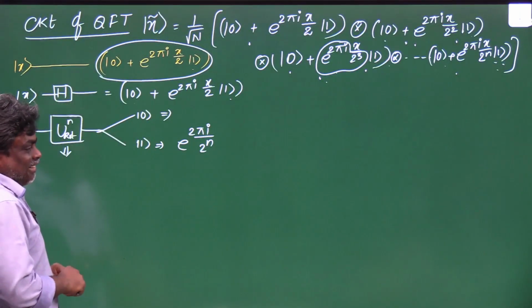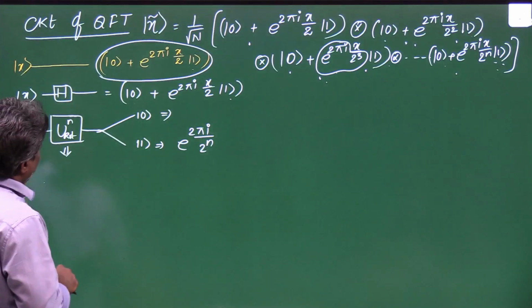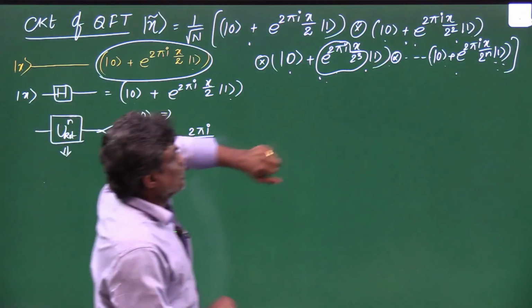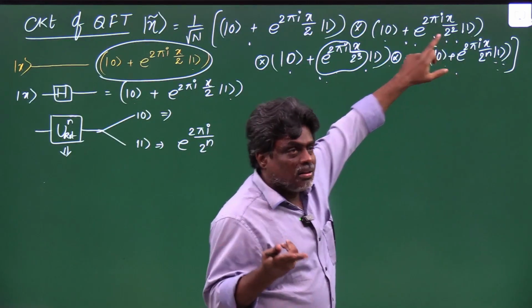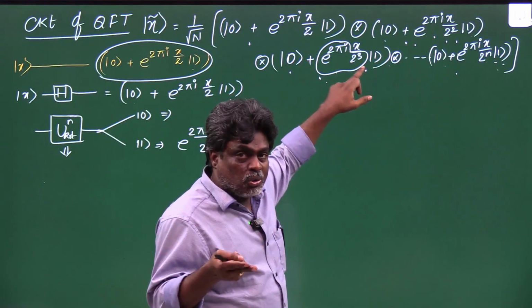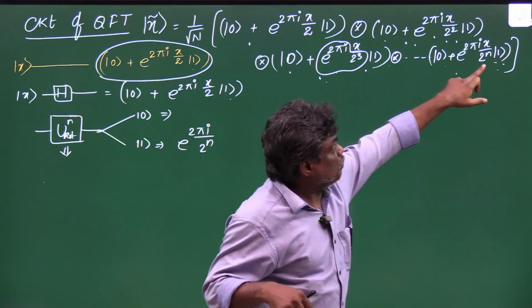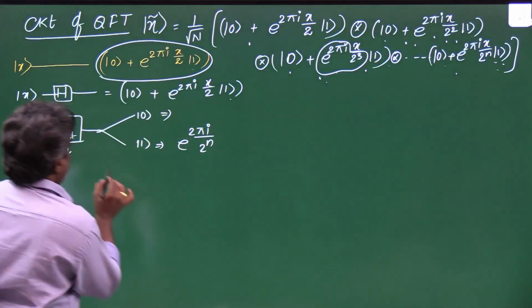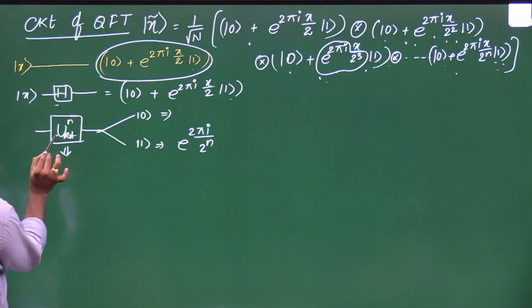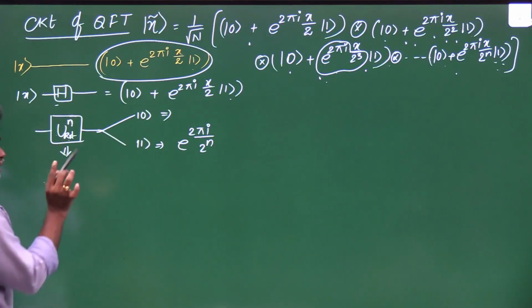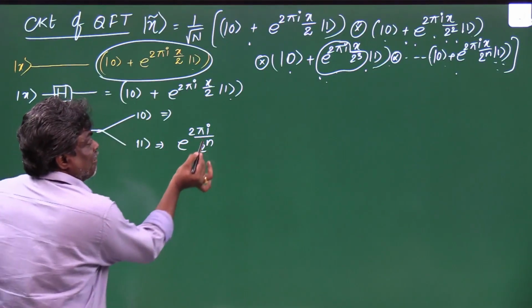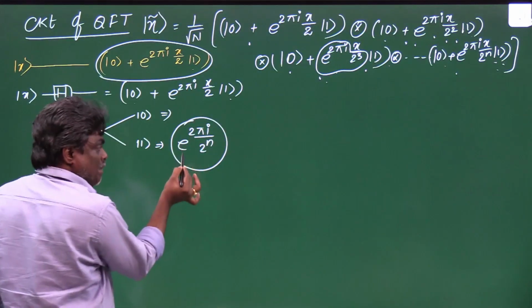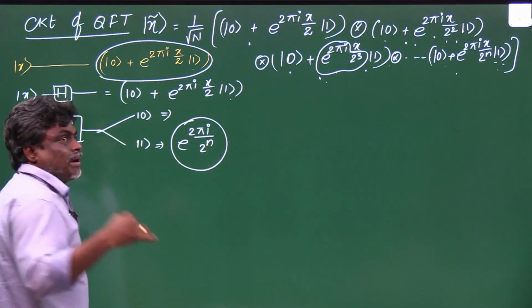Oh, okay. This is operating on the nth qubit because I told you on the second qubit it should be 2 square, third qubit it should be 2 cube, nth qubit it should be 2 power n. That's why we are using this notation. U rotational n means if it is operating on the nth qubit, the phase of 1 is changed by e raised to 2 pi i by 2 power n.